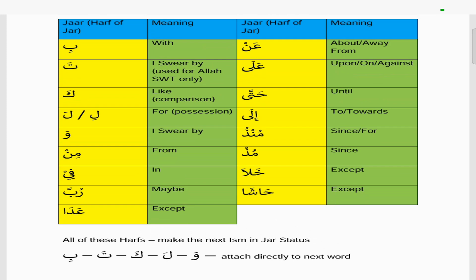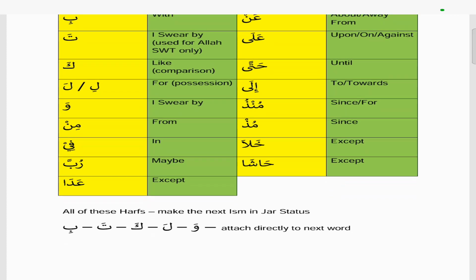And then you have an, which means about or away from, and ala, which means upon. It can mean against, it can mean on. And hatta, which means until, and ila means to or towards, and mundhu means since or for, and mudh means since, and khala means except, and khasha means except as well.